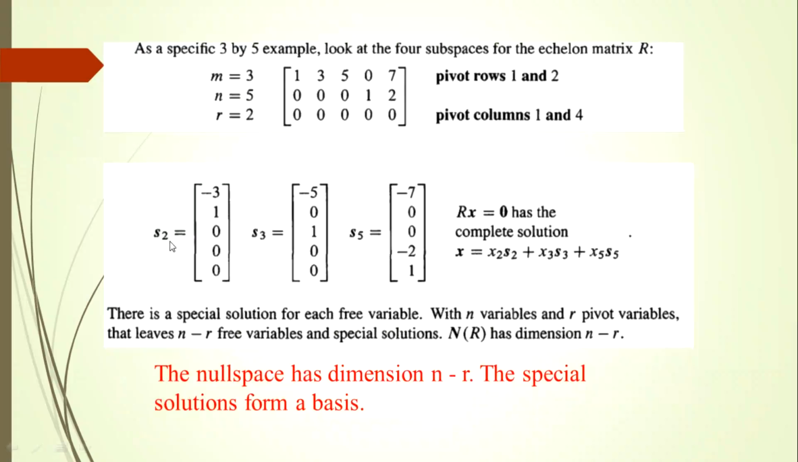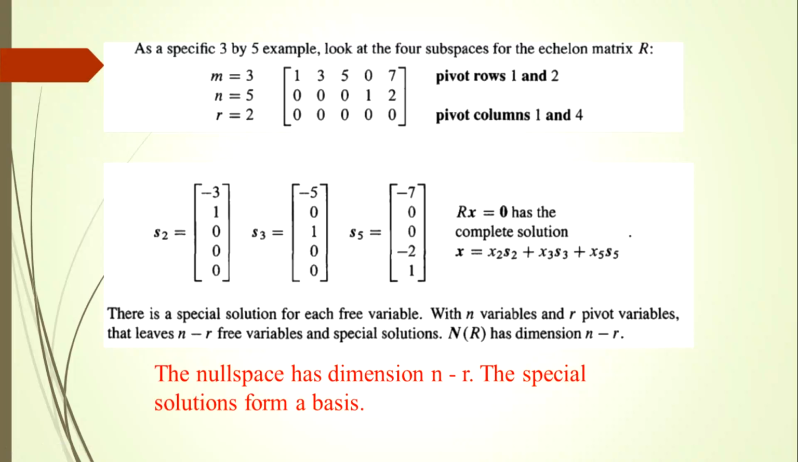So from the matrix R, we know the first and fourth columns are pivot columns. So x2, x3, and x5 are free variables. So we can extract the matrix F from this matrix R and fill up the null space matrix with s2, s3, s5. Those are special solutions, and also those are 3 columns in the matrix N for the linear system Rx equals 0. And of course, those 3 special solutions are independent.